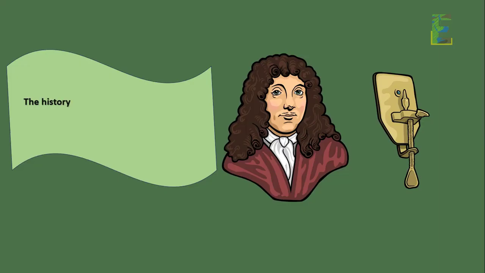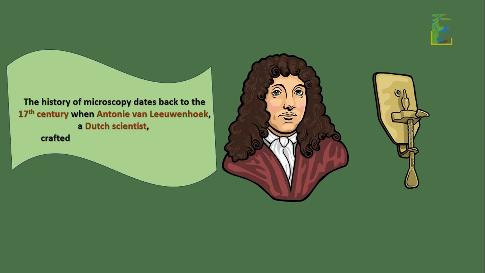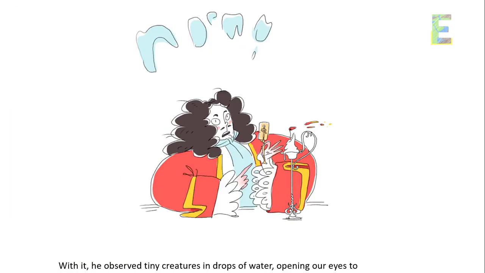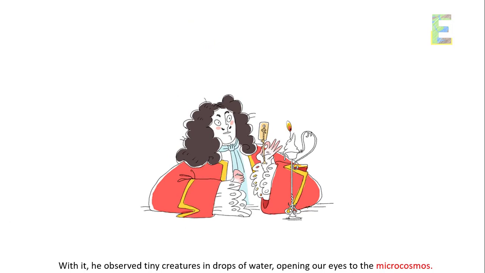Early history. The history of microscopy dates back to the 17th century when Antony van Leeuwenhoek, a Dutch scientist, crafted the first simple microscope. With it, he observed tiny creatures in drops of water, opening our eyes to the microcosmos.